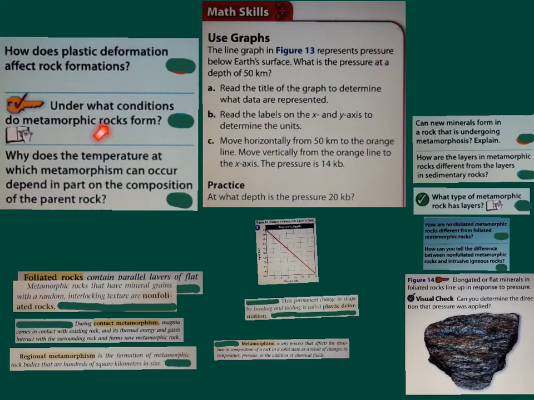Okay, remember that metamorphic rock, like igneous and sedimentary rock, are classified according to their composition and texture. The texture of metamorphic rocks helps us learn about how the rock was formed. You need to learn about the two types of texture in metamorphic rock that depend on the degree of heat and temperature. That's what we're going to be talking about.